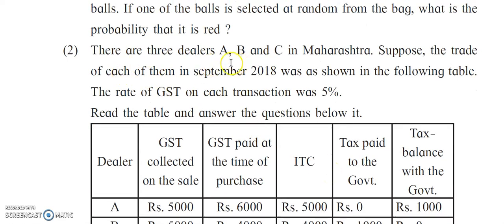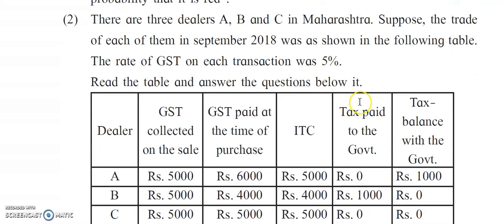There are 3 dealers A, B and C in Maharashtra. Suppose the trade of each of them in September 2018 is as shown in the following table. The rate of GST on each transaction was 5%. Read the table and answer the questions given below.